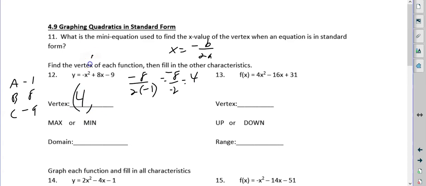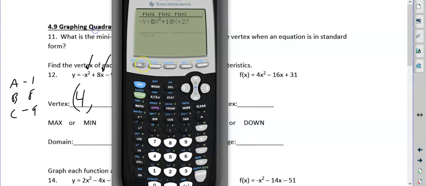Now technically, we need to plug 4 in here and here and do the crunching of the numbers. But why do that when we have this nice handy dandy calculator? So y equals, clear it out, -x squared. That's the wrong one. Okay, let's try that again. -x squared. Okay, there we go. Plus 8x, sorry, plus 8x, and then -9.